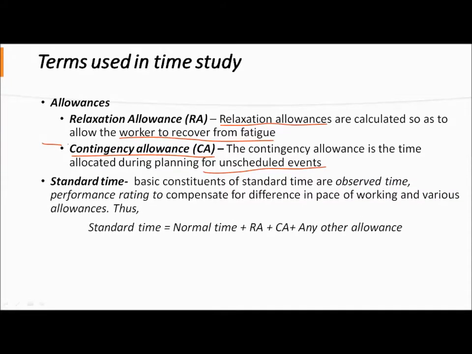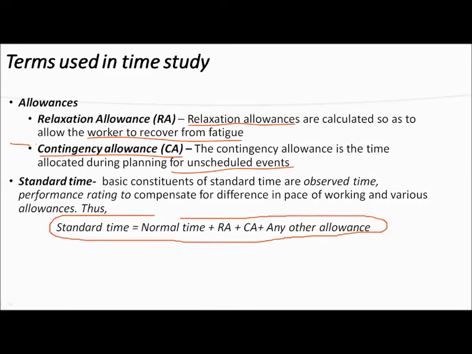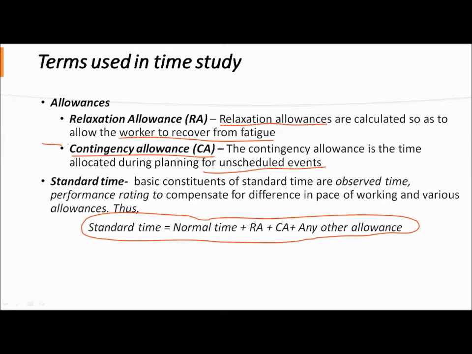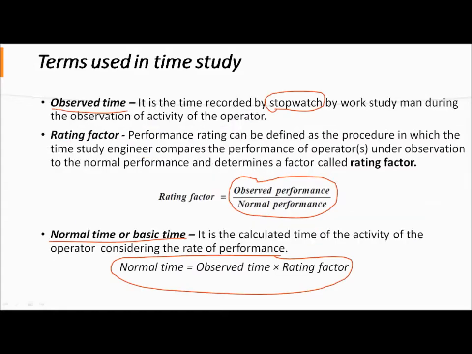Now, what is meant by standard time? The standard time is the sum of the normal time plus the relaxation allowance, the contingency allowance and any other allowances. So the sum of all these allowances with the normal time will give you the standard time. So if you have a value of standard time, then you can say that this is the standard time for finishing my job. So these are the terms which you use during time study.